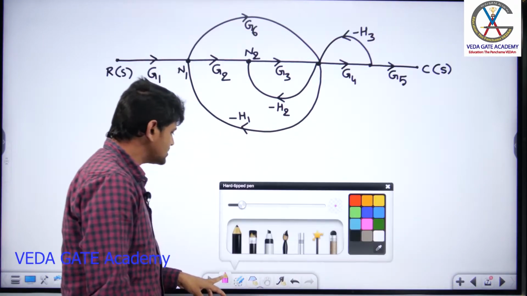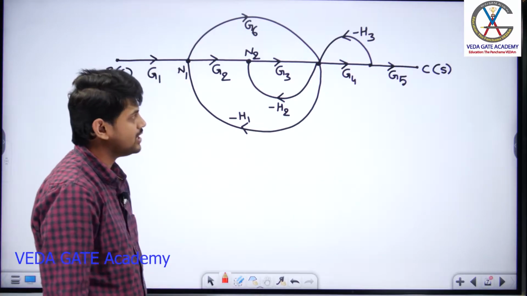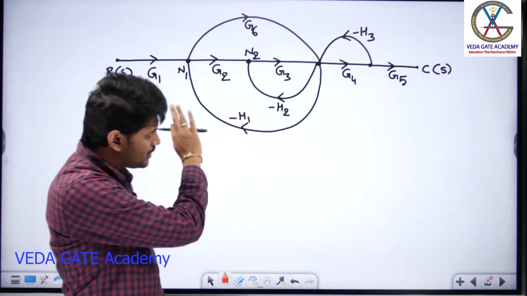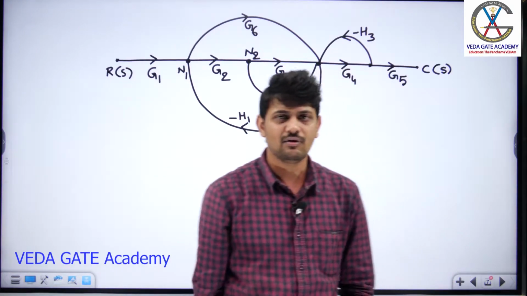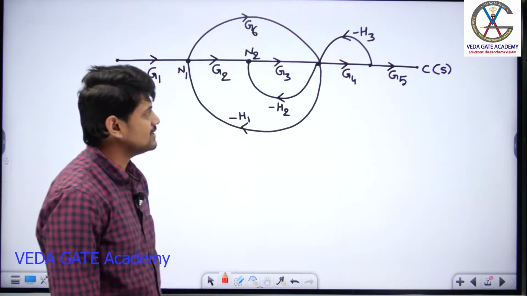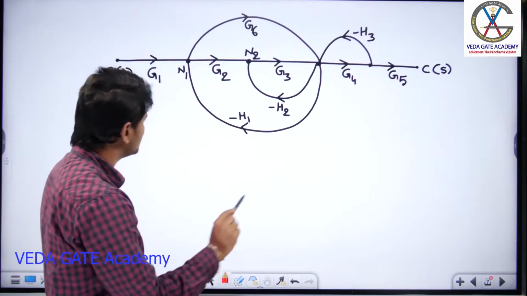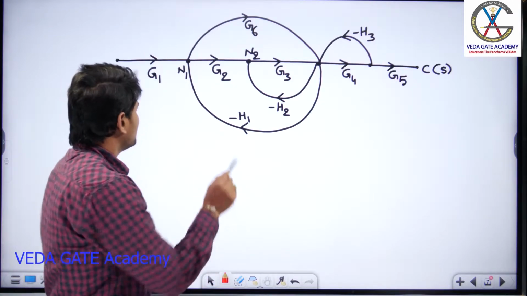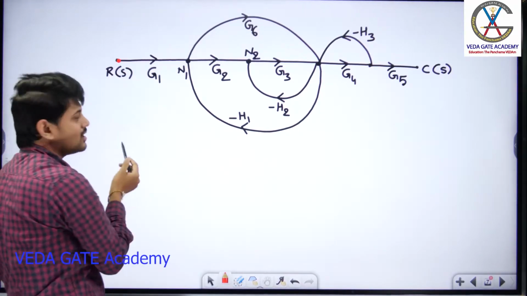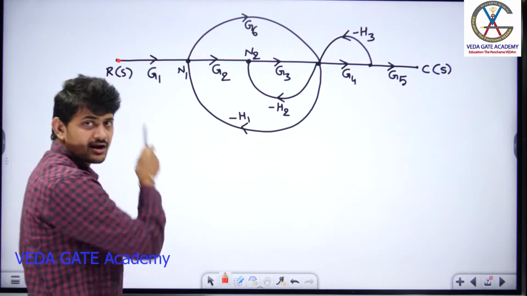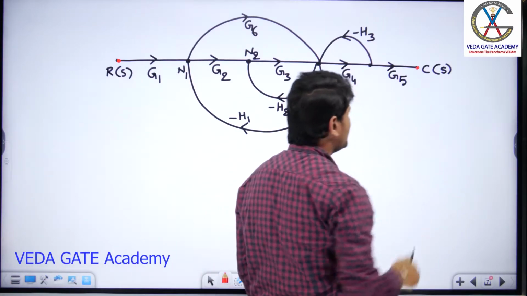Okay, right. So this is one important category of question that we have to see. Once you understand this question, we can understand how to apply Mason's gain formula to different categories of problems. Let us consider this given signal flow graph. Here, R(S) is the input node because it has only outgoing branches, and C(S) is the output node because it has only incoming branches.